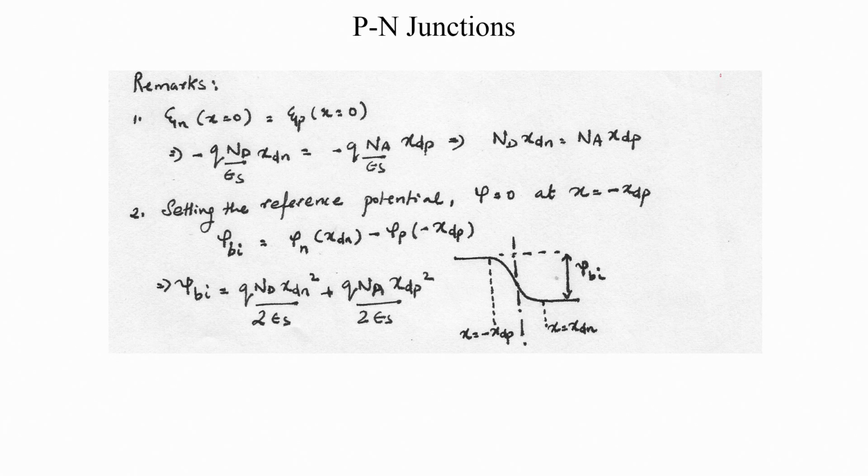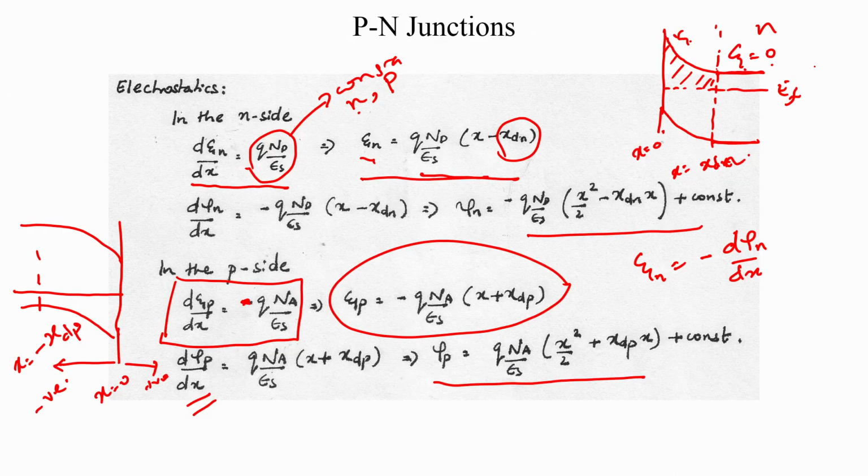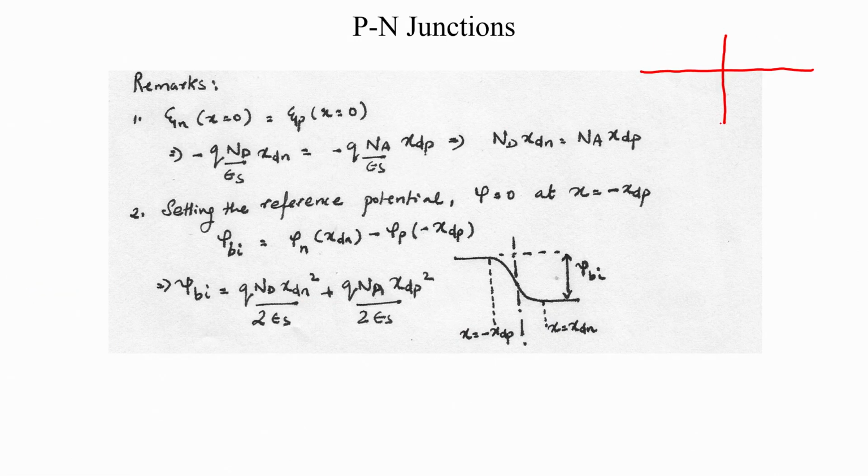Since there has to be a continuity in the electric field, now we have solved for the electric field on the n side and the p side separately. On the n side, we got an expression which was qNd by epsilon s into x minus xdn, which means at x equal to 0 my electric field is negative. So, En is negative, and it is minus qNd xdn by epsilon s. That is my electric field on the n side at x equal to 0.